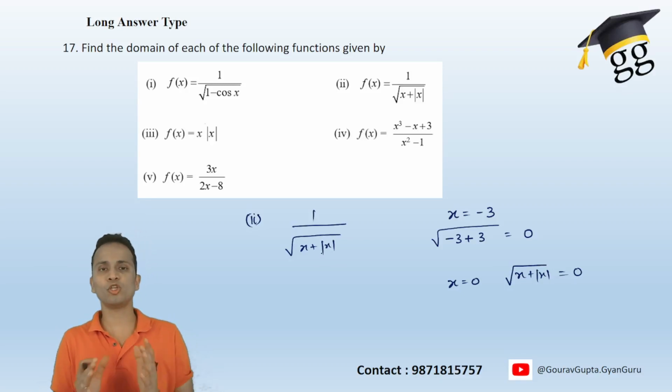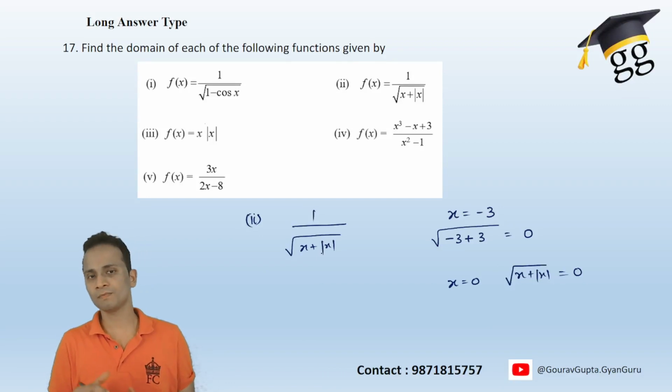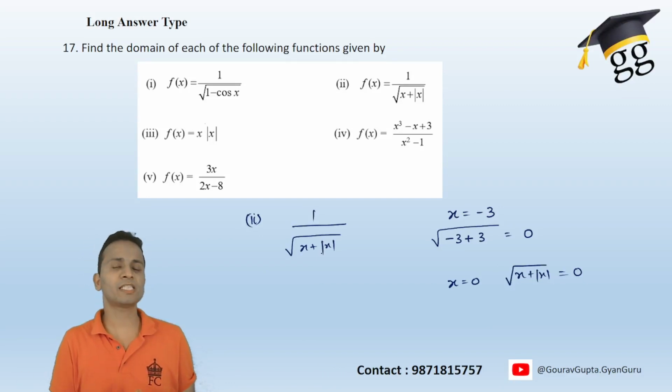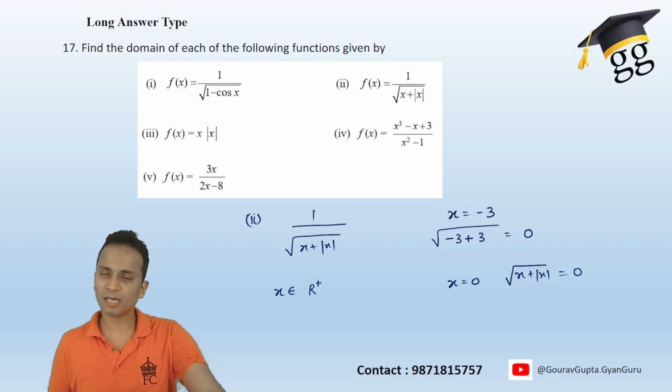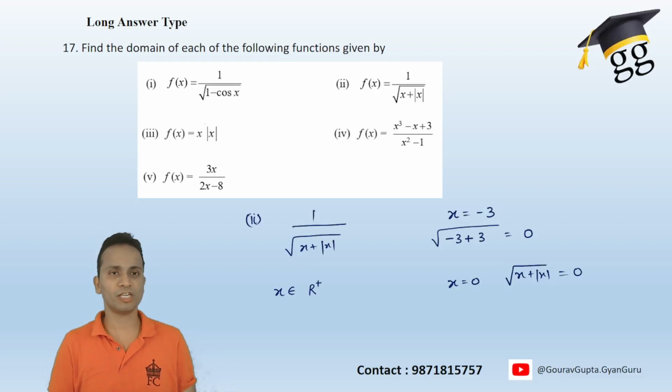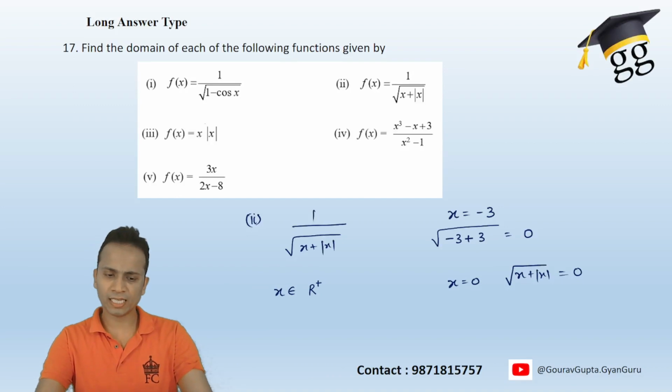Inside the square root, you will have x plus modulus x. If x is positive, then x plus modulus x will also be positive, and hence this function will be defined. So we can say that the domain of this function will be all positive real numbers. So x belongs to all positive real numbers will be the correct value of the domain of this function. All right, fine. Now let's move ahead and look at the next question.